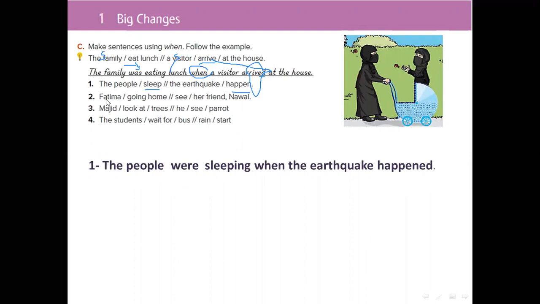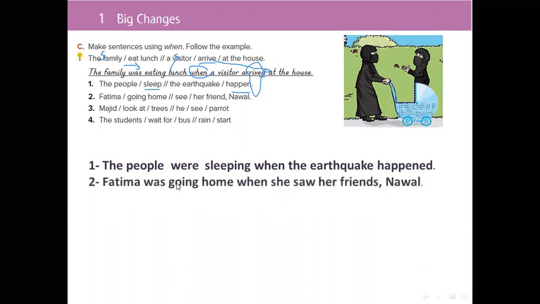Number 2, Fatima going home, see her friend Nawal. Where is the first verb? Going. Where is the second verb? See. So we will answer number 2. Fatima was going home when she saw her friend Nawal. Fatima, singular, so we use was going. And see will change it into saw. It's irregular form. The past form of see, saw.